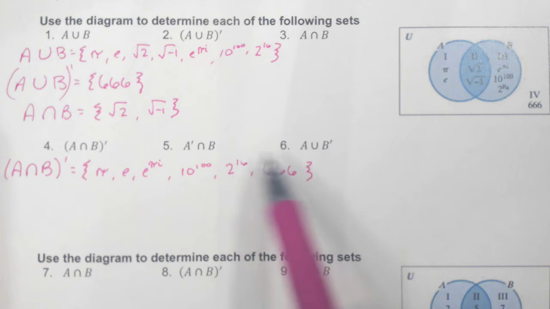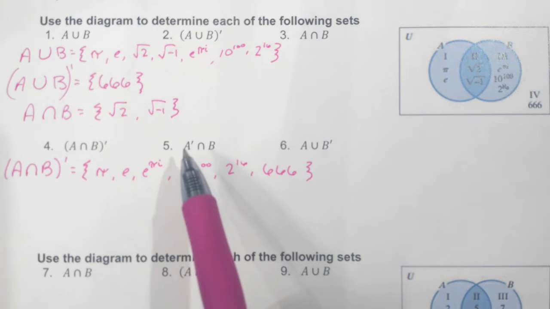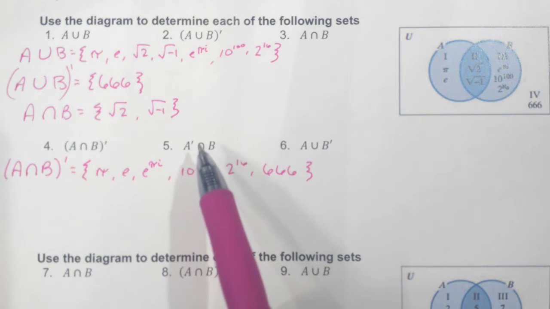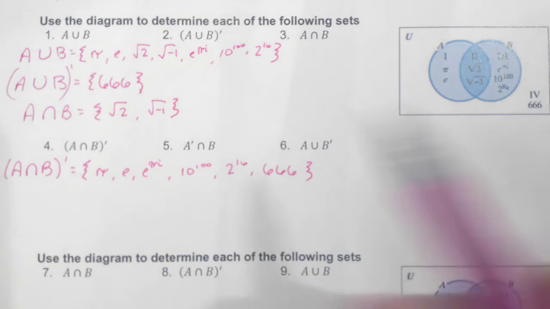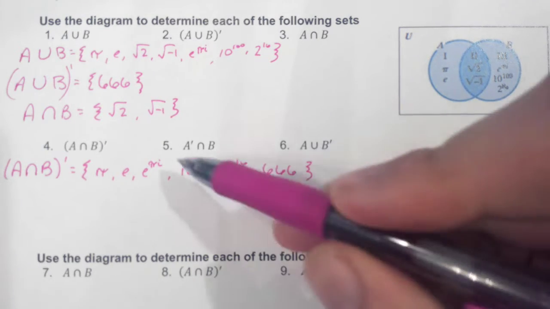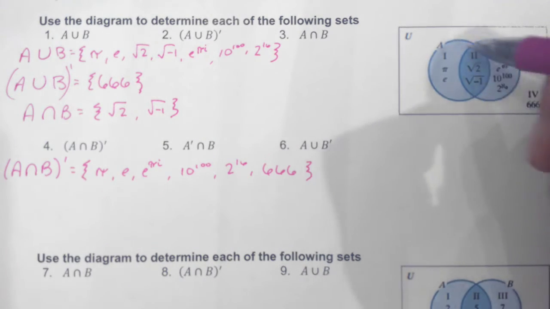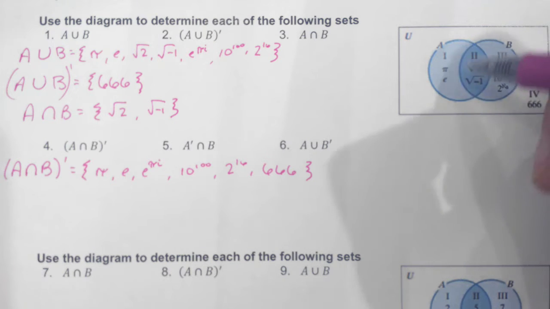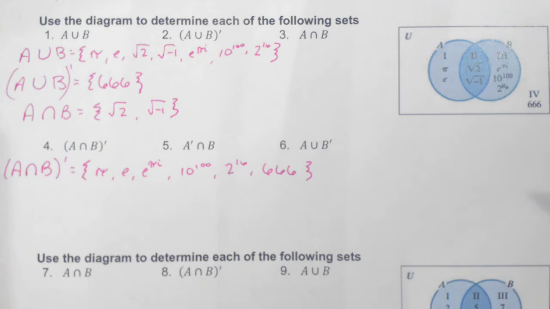Okay, 5 and 6, we're getting a little more tricky. So this is the complement of A and the intersection of B. So the things not in A and the intersection of B. So what's not in A? So these are the things that are in A, right? These 4 things are in A. So the complement of A would be 1, 2, 3, and 4. Those 4 things. Do you agree? So what's the intersection of these 4 things and the things that are in B? It would be region 3.